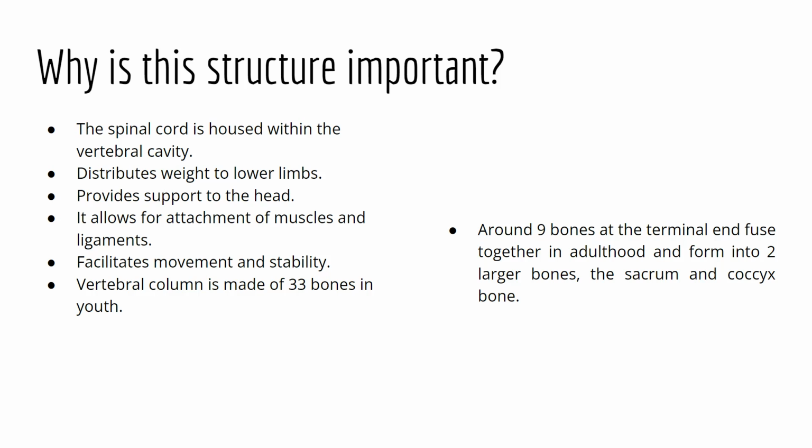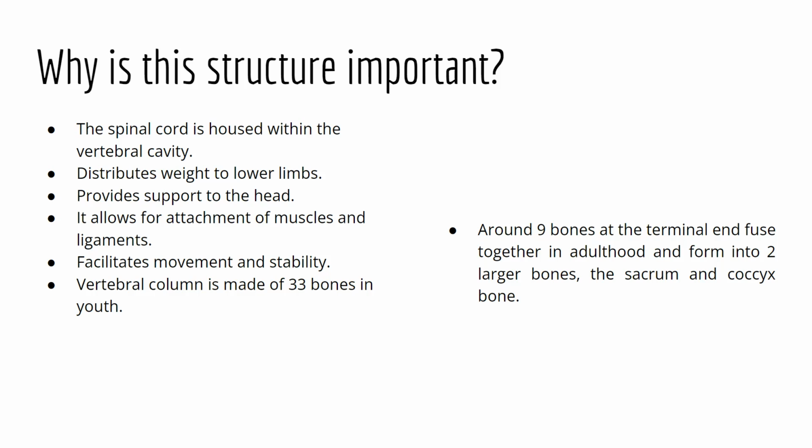So why is this structure important? The vertebral column is important because it houses the spinal cord within the vertebral cavity. It distributes weight to lower limbs, provides support to the head. It allows for attachment of muscles and ligaments. It facilitates movement and stability.